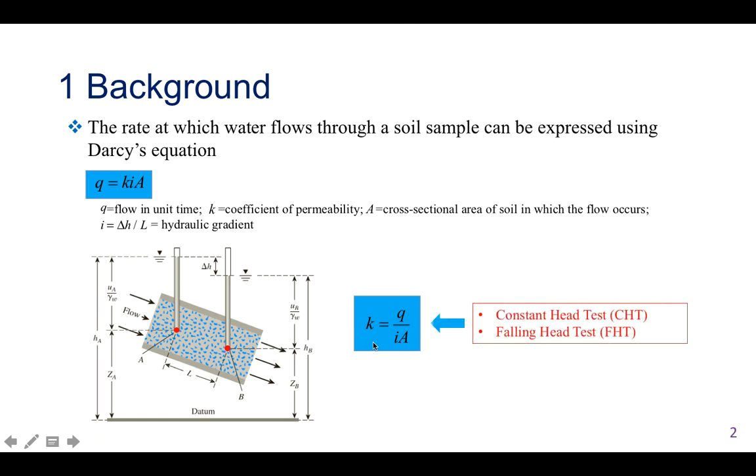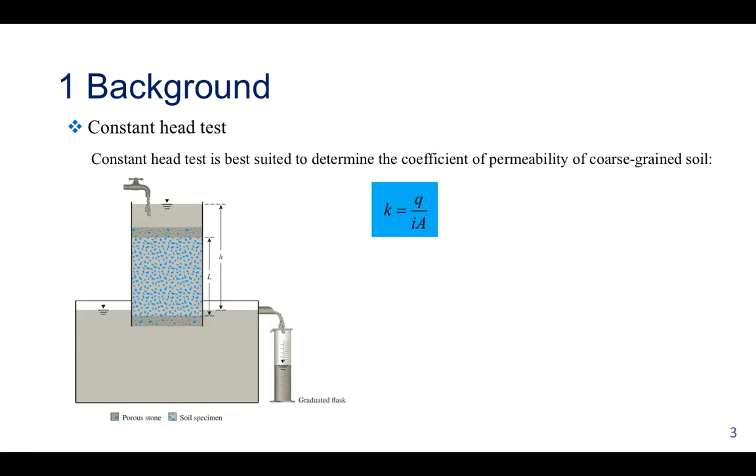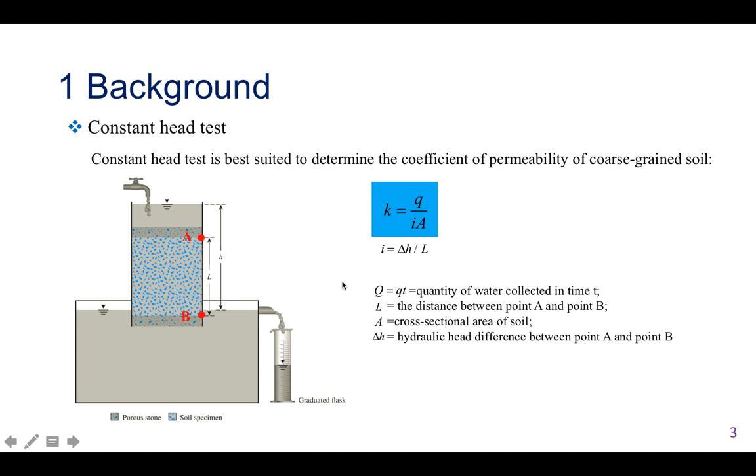When it comes to the measurement of permeability, two methods, the constant head test and the falling head test, are usually adopted. The constant head test, which is characterized by a constant hydraulic head, is best suited to determine the coefficient of permeability of coarse-grained soil. As introduced before, the permeability equals the flow in unit time divided by the hydraulic gradient times the cross-sectional area of the soil sample. Because the hydraulic gradient equals the hydraulic head difference between these 2 points divided by the distance, the permeability can be written as this equation.